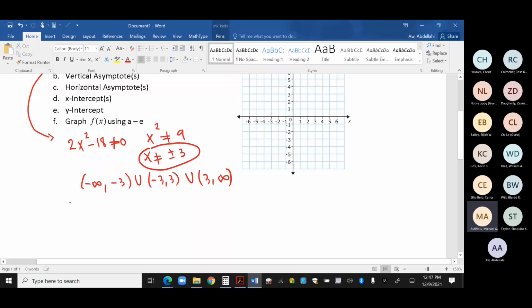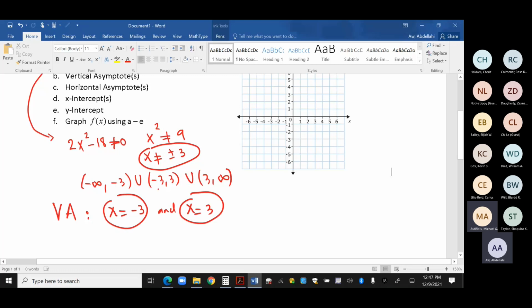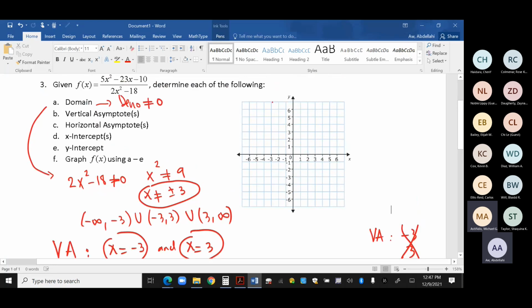And from the domain, we can go ahead and say the vertical asymptotes are x equals negative 3 and x equals positive 3. Don't forget to put the x equals, because we're talking about vertical lines. Some people do it in a test and say vertical asymptote is negative 3, positive 3. That is wrong. You have to put x equals. You see that these two lines are my vertical asymptotes.